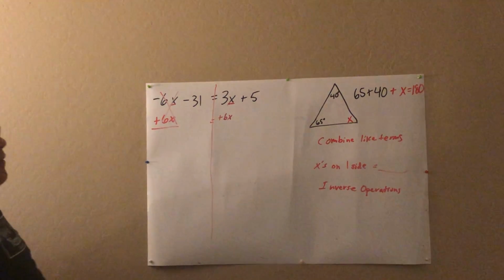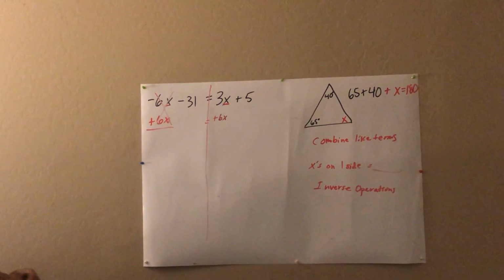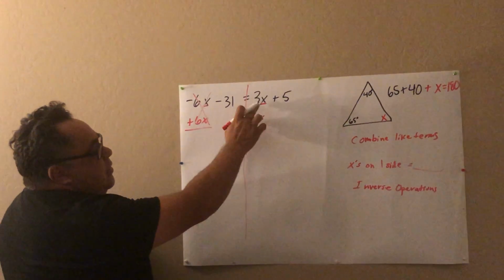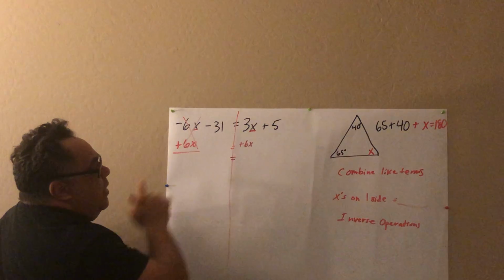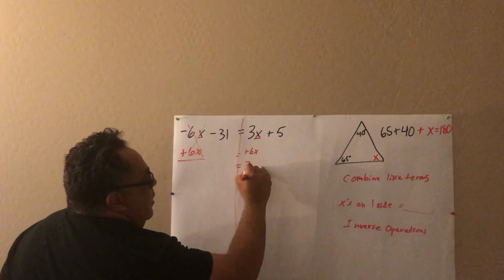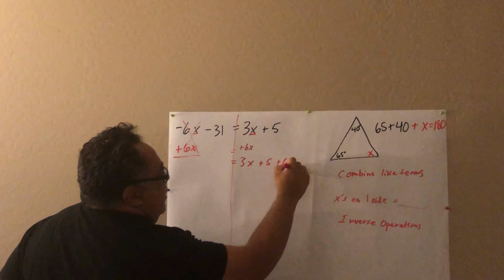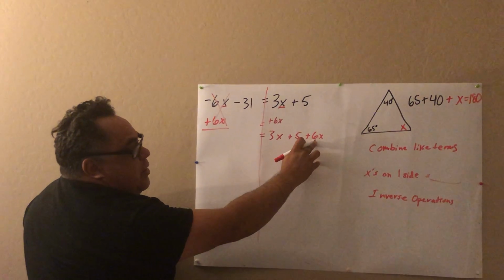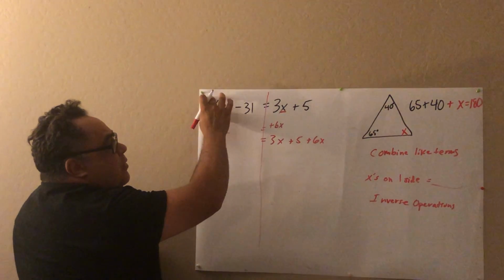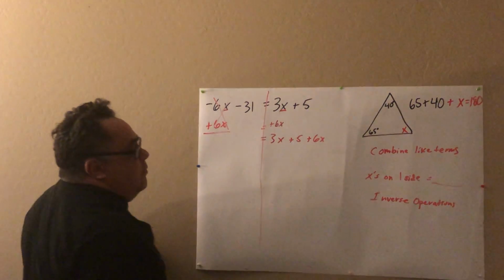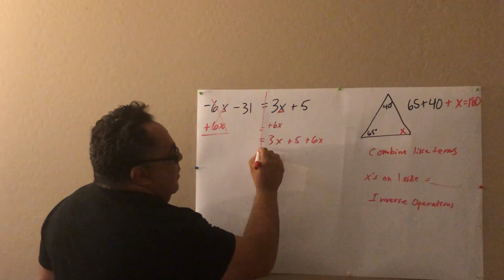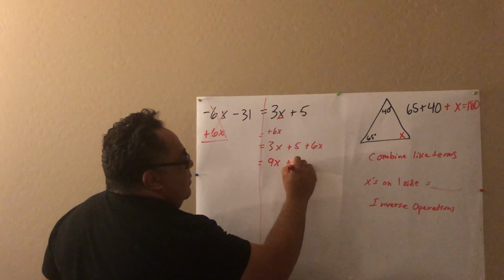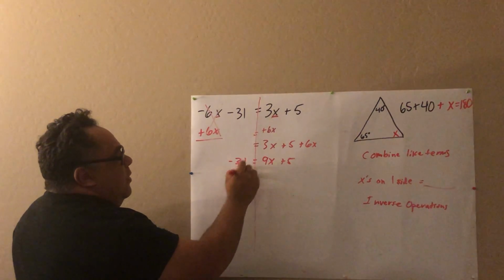Another way that I've been taught, I saw another video a couple of years ago, and the guy showed me that if you just want the 6x to go over here, anything can cross the equal sign, but it has to change signs. So I can say 3x plus 5 plus 6x. This minus 6x can cross that equal sign, but it has to change signs here to the positive 6x. If I want to take this whole unit across the equal sign, I'm just going to change signs. If I do that, I will have 3x plus 6x is 9x plus 5, and I'm left with negative 31 over here.